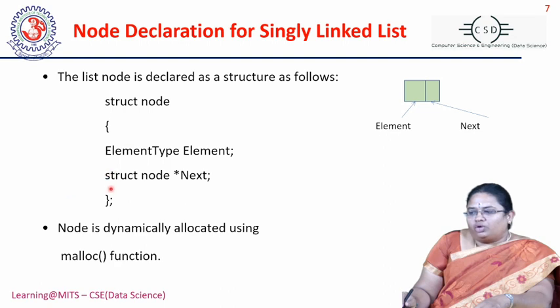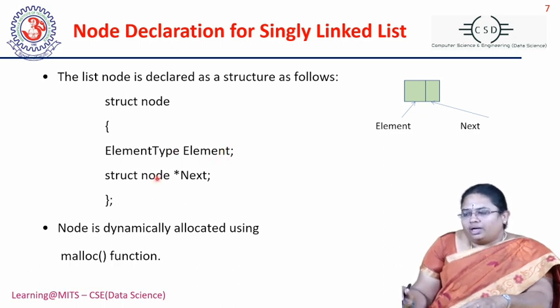We define the node as a structure, and the first field, the element type, may be any type: int, float, char, anything. And the next field is struct node star next. That means a self-referencing structure. This holds the address of the next node. In the first lecture we saw why we dynamically allocate memory using the malloc function, and we deallocate that memory using the free function.